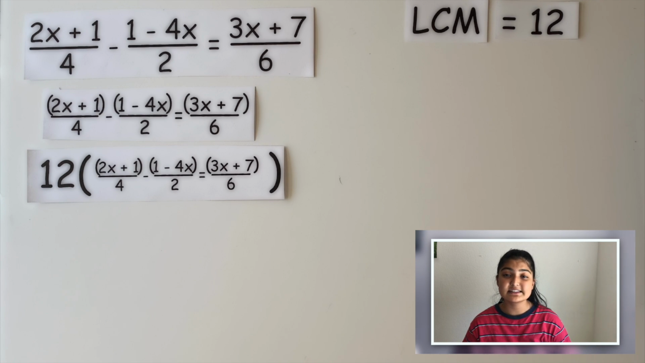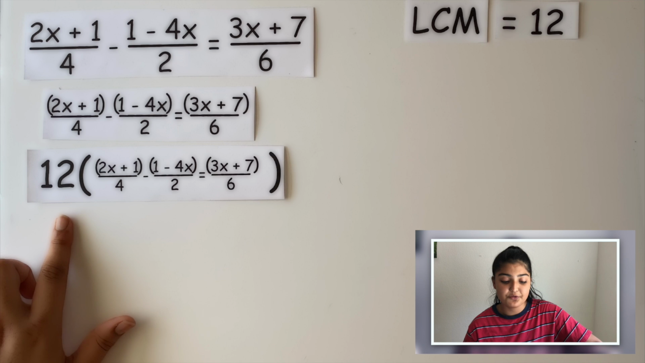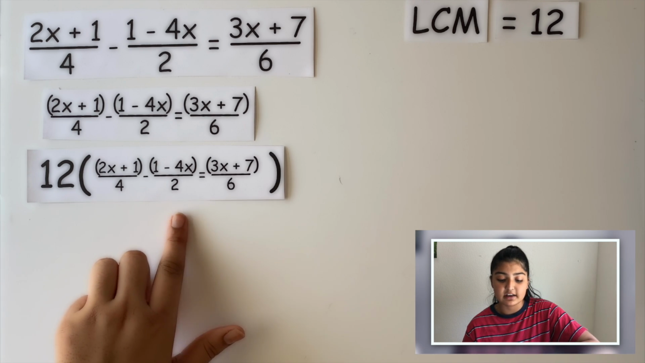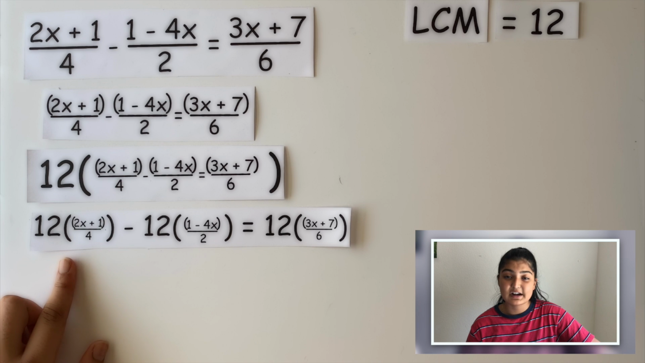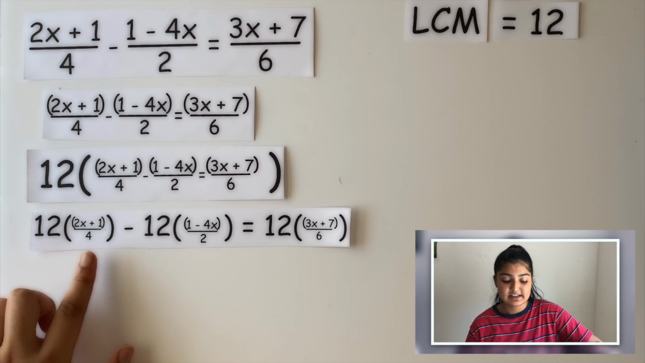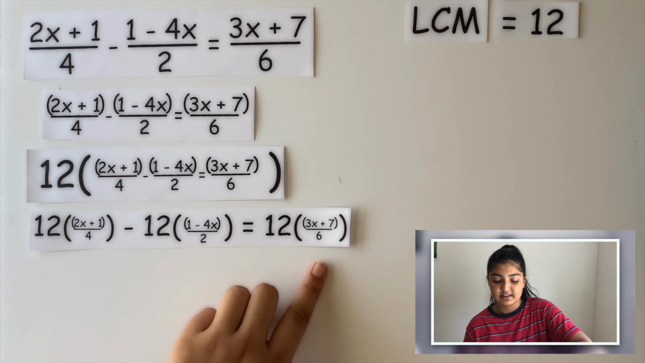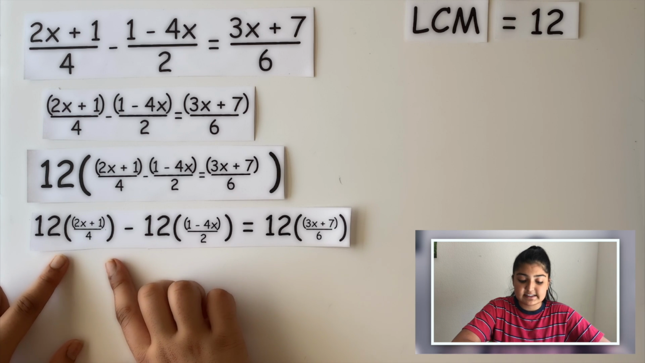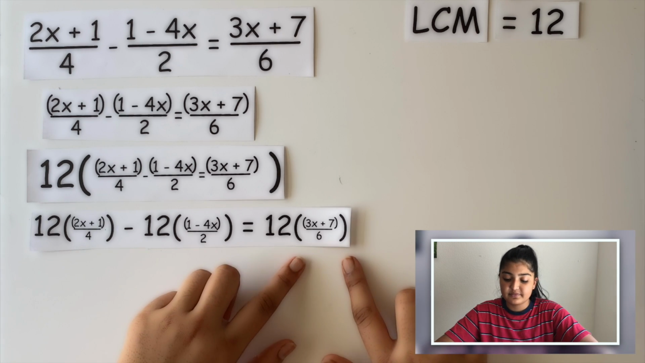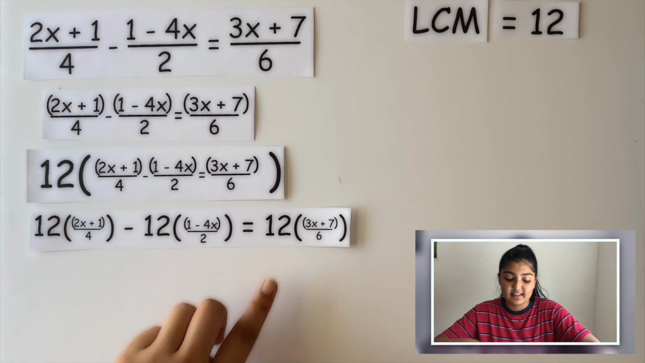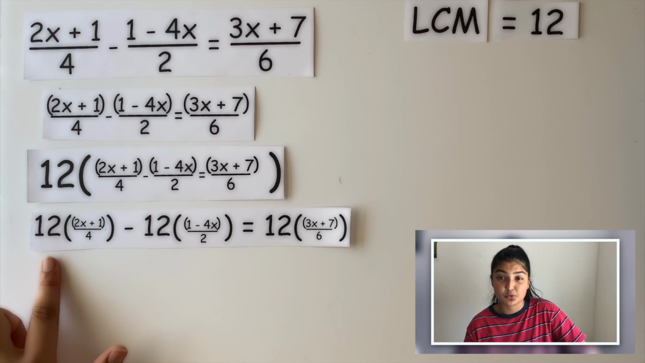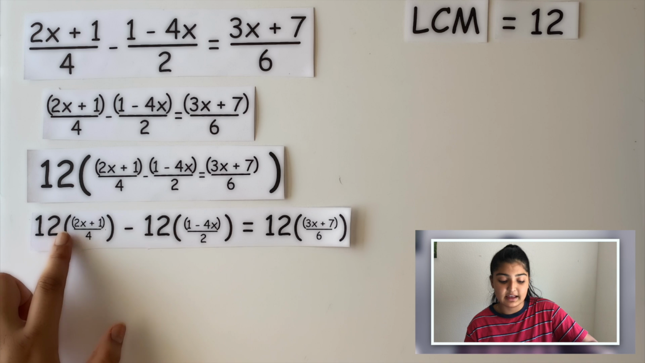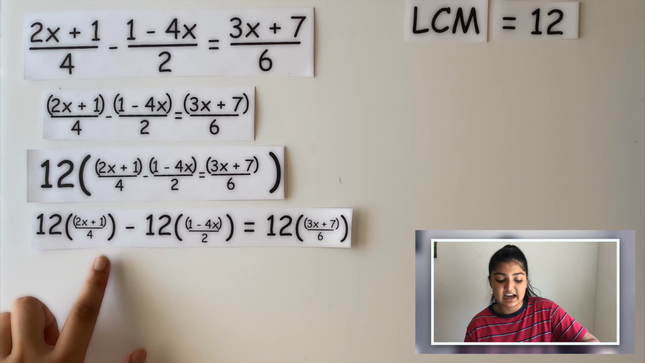Now, let's use the distributive property and distribute 12 to each one of these three terms. Here, I distributed 12 to each term, and I used parentheses around each term. Again, these parentheses tell us that 12 is being multiplied with the entire term.